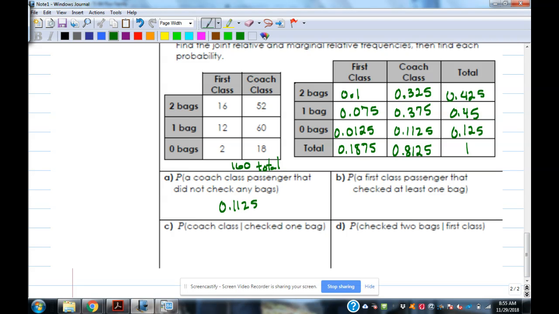B part, a first class passenger that checked at least 1 bag. Ooh, at least. That means they could have checked 1 or 2, okay? At least, you're going to go smaller and bigger. At most, you would go the other direction. So the difference in those words there. So at least 1 bag, you get 0.075 plus 0.1.